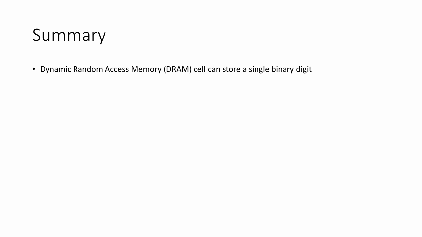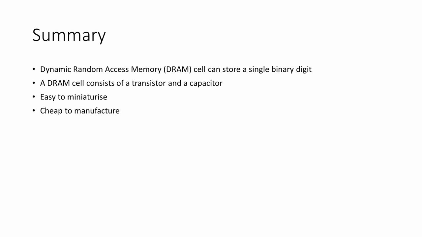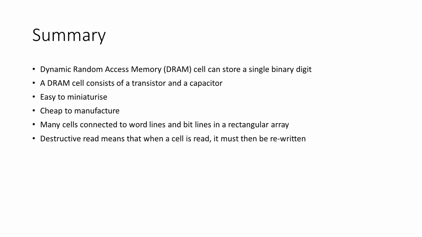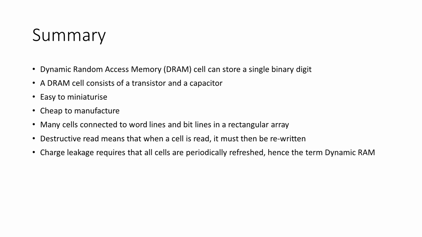To summarise so far, a dynamic random access memory cell can store a single binary digit. A DRAM cell consists of a transistor and a capacitor. This is easy to miniaturise and it's cheap to manufacture. Many cells are connected to word lines and bit lines in a rectangular array. A destructive read means that when a cell is read, it must be rewritten. Charge leakage also requires that all cells are periodically refreshed, hence the term dynamic RAM.